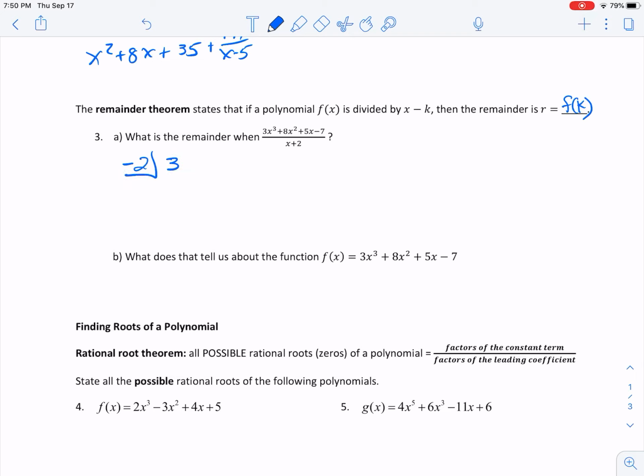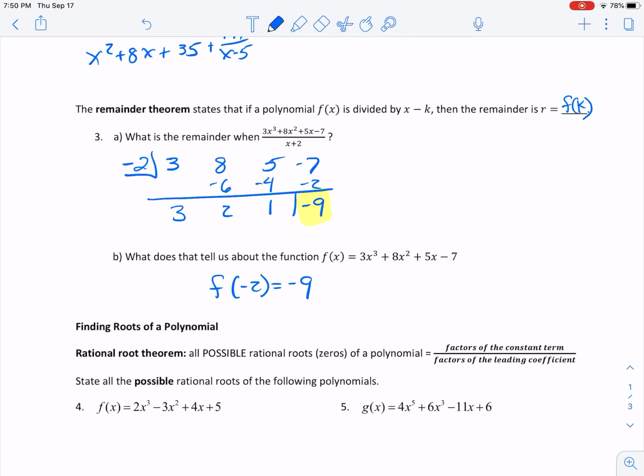Put your coefficients, 3, 8, 5, and negative 7. Bring down the 3. This is negative 6. Add. 2 times negative 2 is negative 4. That's 1. This is negative 2, and you add, and you get negative 9. This is the remainder. Okay? So what it's telling you about this function is f of negative 2 is equal to negative 9.